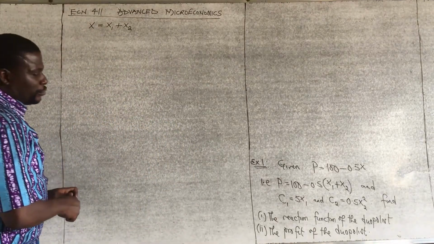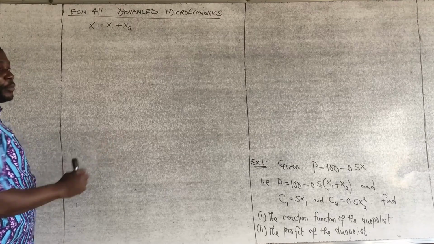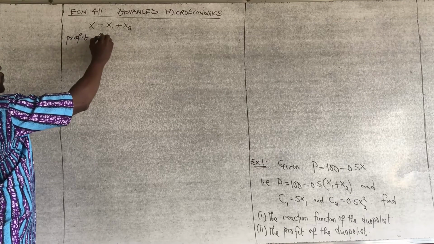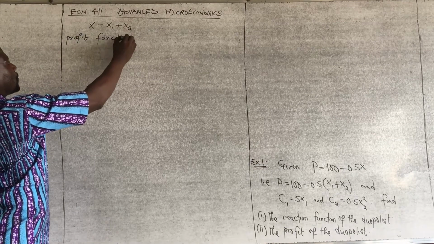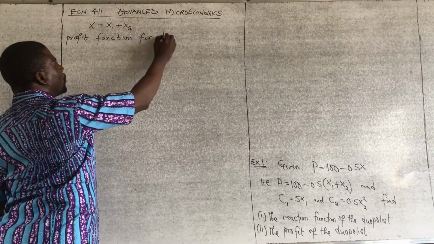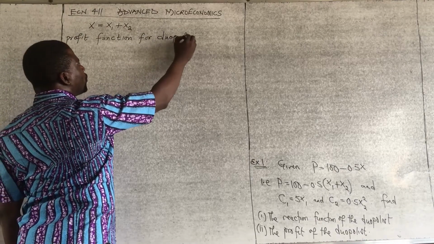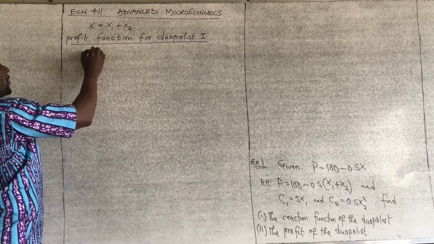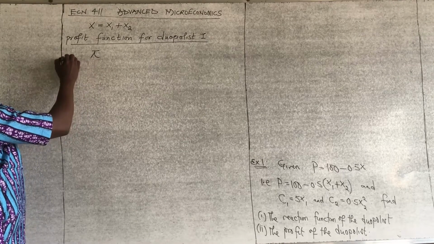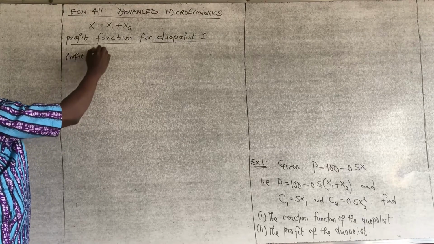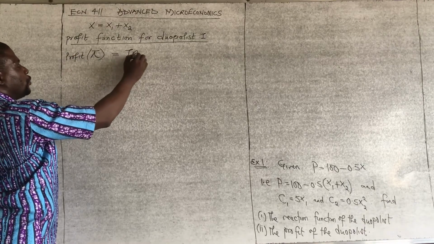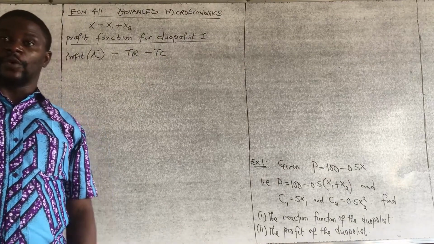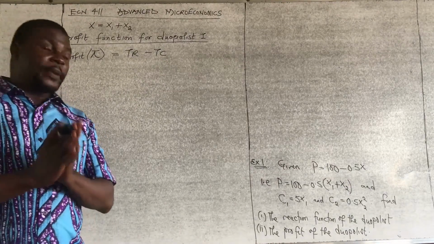So the first thing I'll try to do is get their profit function first. So I can say profit function for duopolist 1. Our profit is always total revenue minus total cost. Profit is always total revenue minus what? Total cost. Let me break that down.